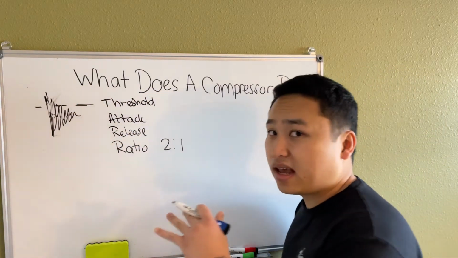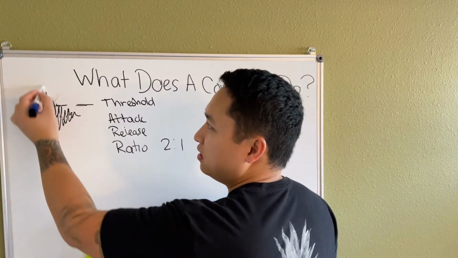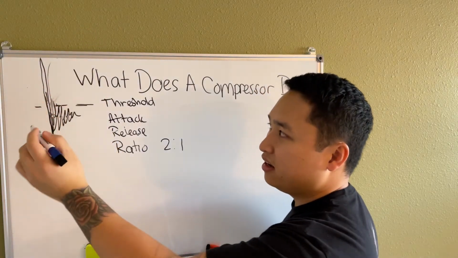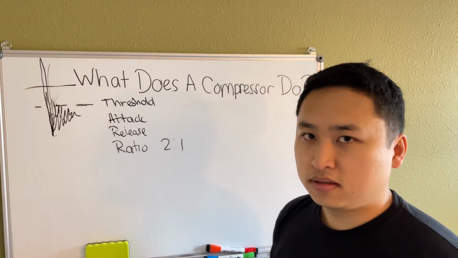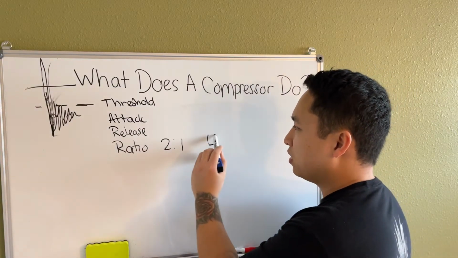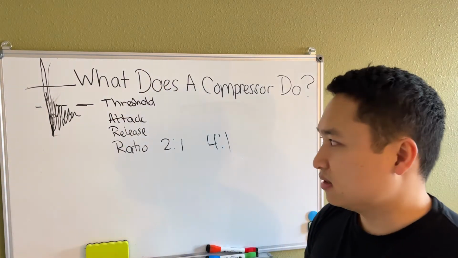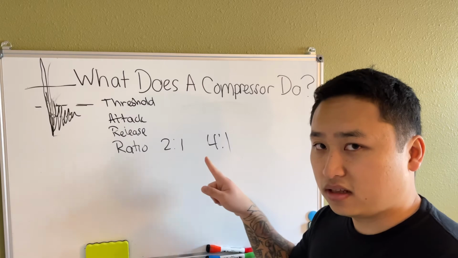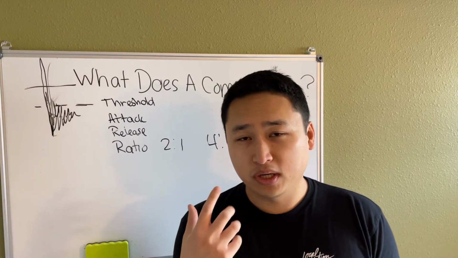Okay, so that's half. So any sound that passes, if it's that high, half of it is getting cut off and compressed. Does that make sense? It's a 2 to 1 ratio. So same if you have a 4 to 1: every 4 dBs that crosses, only 1 gets compressed. Okay, so this is half and this is a quarter. So I hope that makes sense and helps you understand what a compressor does.